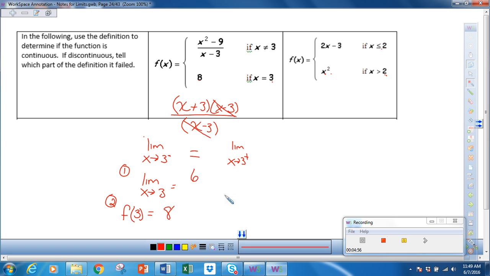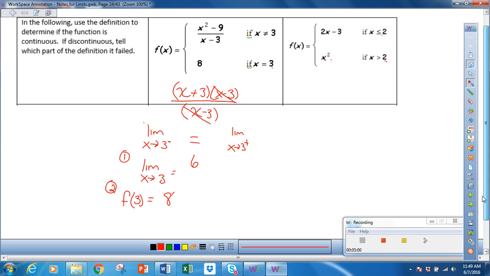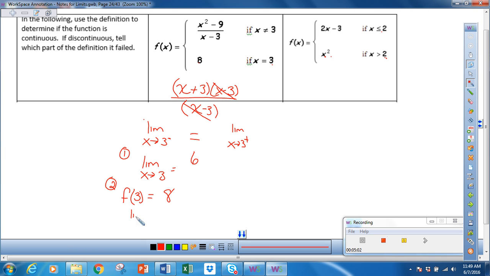Is the third part of the condition met? Is the limit as x approaches 3 equal to f of 3? And we can see right now that it's not. So yes, this is not continuous, but it's not continuous because the limit as x approaches 3 does not equal f of 3. And so that's how we would state that.